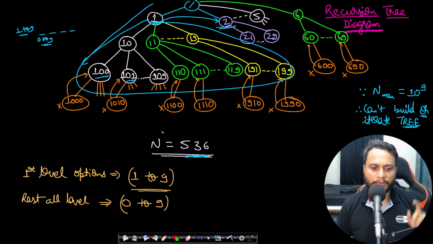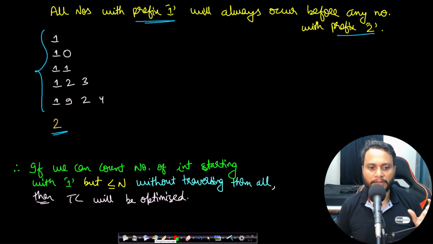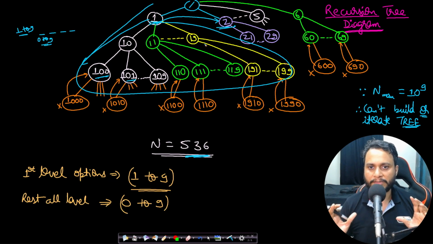Okay, so in order to understand the solution, we need to see the dry run very carefully. So what I will do is I will be making this recursion tree diagram from scratch with the logic of skipping.